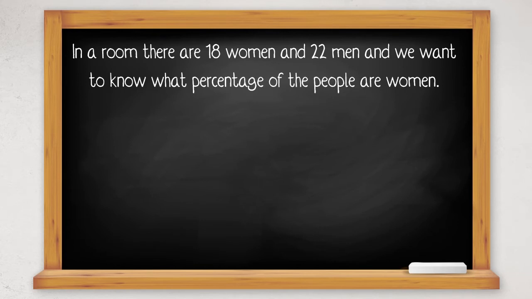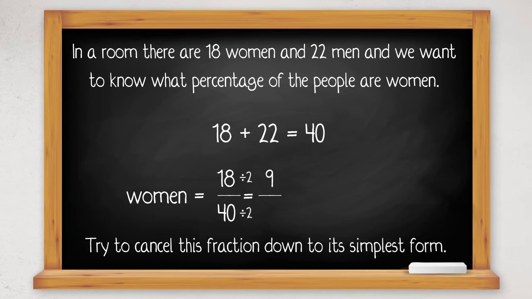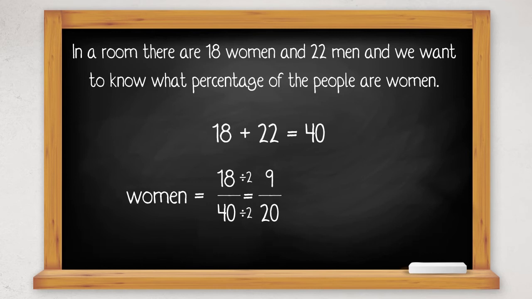women. We have a total of 18 plus 22, which equals 40 people. So the fraction that is women is 18 out of 40, or 18 over 40, which can cancel down to 9 over 20. I need to change this fraction to a percentage.